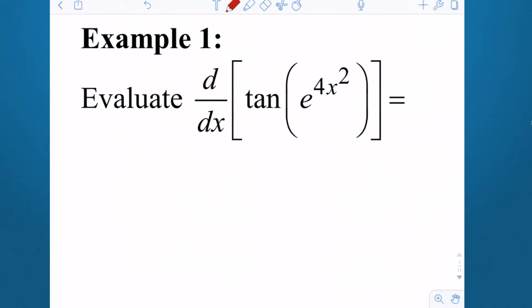So we count the number of layers. We have tangent on the outside. You go in one layer and you see e to the blob. That's the second layer. And finally, the exponent is the innermost blob, 4x squared. So with 3 embedded functions, 3 layers, how many factors will we have in our derivative? 3 layers means 3 factors. So it's a good way to take account of what's happening. All right, without me telling you how to do it, because you know how, you take the derivative, I'll take the derivative, and see if we get the same answer. Okay?